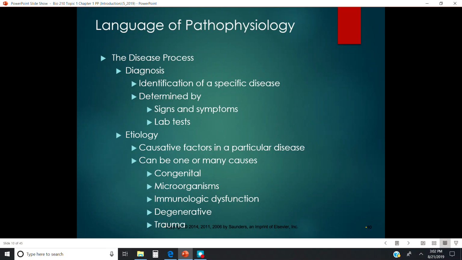The next important term that we need to know is etiology. Very, very simple. Etiology is the cause of a disease, right? There's a bunch of different possibilities as far as the cause. They can be congenital, which means that they're present at birth or during the developmental process. They can be caused by microorganisms, which would be like an infection. They can be caused by immune problems, like an autoimmune disease. Degeneration would be like arthritis, right? Wear and tear, or even trauma, right? Sports injury, work injury, maybe a car accident, that type of thing. So etiology is the cause of a disease.